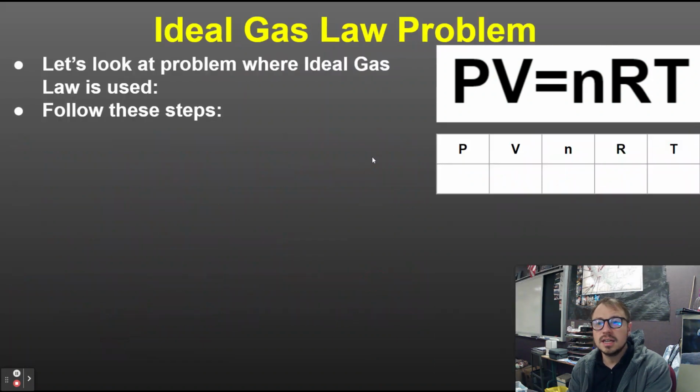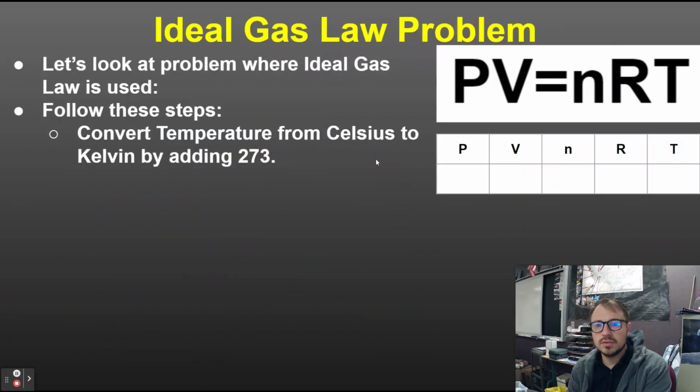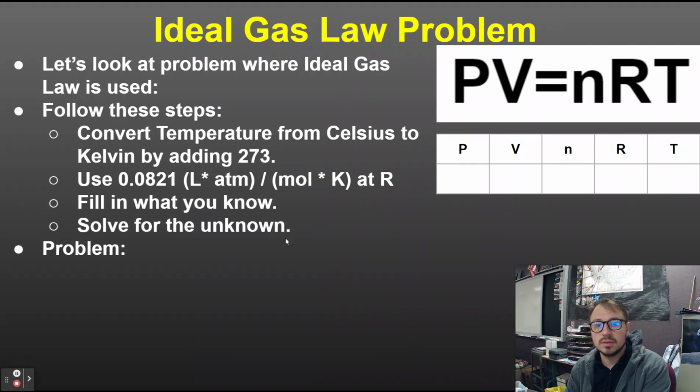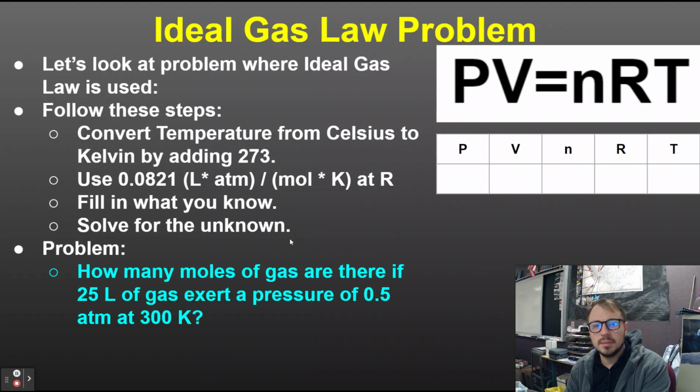All right, so this is an ideal gas law problem. Convert temperature from Celsius to Kelvin by adding 273. The one additional step that we have is to use 0.0821 liter atmospheres per mole Kelvin as R. Fill in what you know. Solve for the unknown.